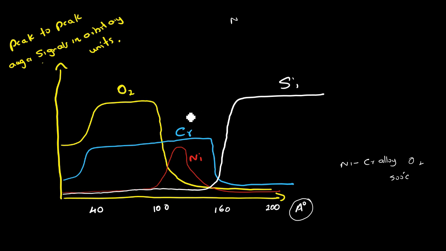Now let's try to analyze our profile. Here this is the depth, right? This is the zero depth, so this is basically the surface. When we go deep into the surface, you will see the first peak we have is oxygen. Our oxygen is there from around 40 angstrom to 100 angstrom. After 100 angstrom, the oxygen is no more because the oxygen peak is diminished.